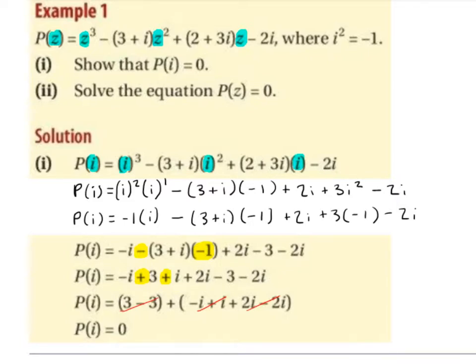We put the real parts together, so we've 3 and −3, and they will cancel. Then we put the imaginary parts together, so we've −i plus 2i minus 2i. They will cancel, so ultimately we're left with 0. So p(i) is equal to 0.